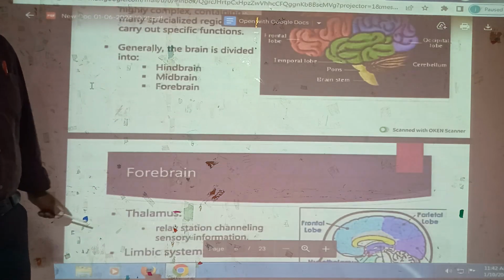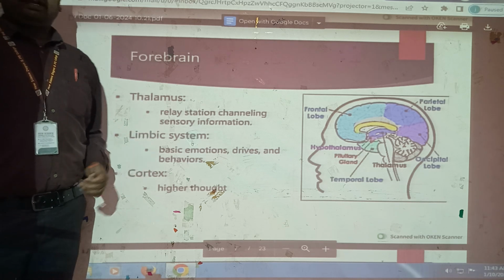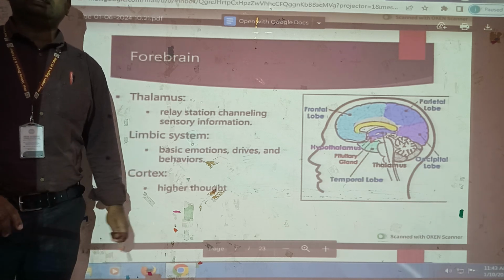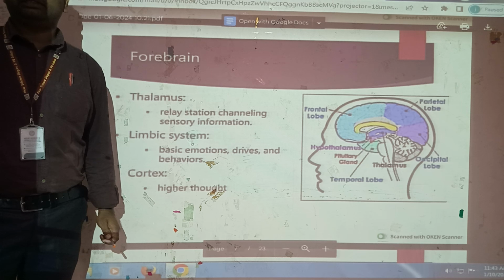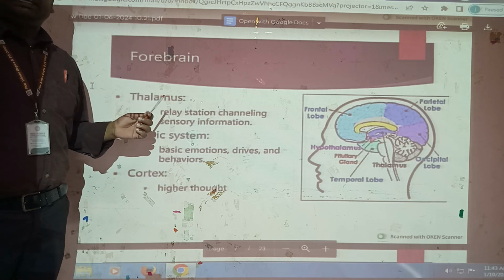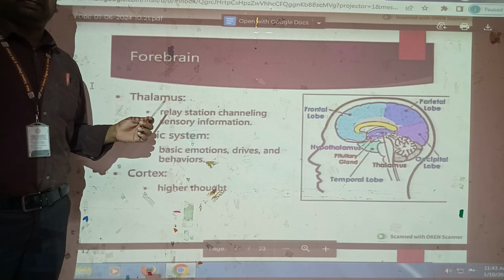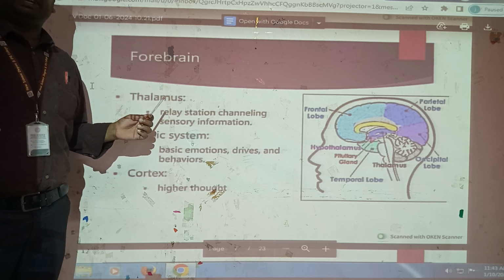Next, the first one is the forebrain. The brain weighs about 1350 grams. In comparison, each kidney weighs 120 to 170 grams and the liver 1.5 kg. The different weights are very important.